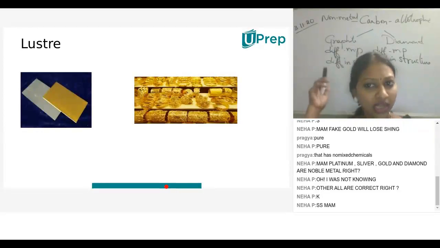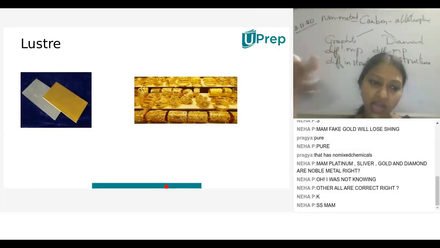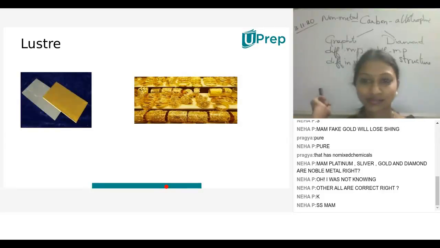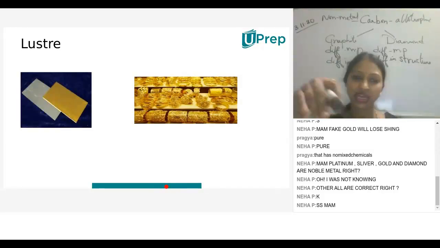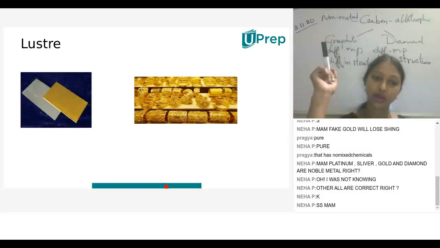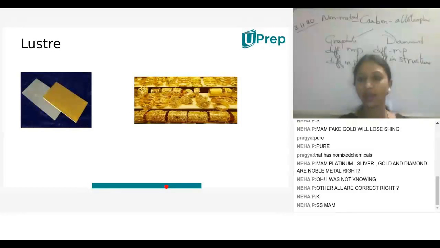So both are nothing but carbon only. Diamond means carbon, carbon means diamond. So diamond is a non-metal. It doesn't come under noble metal. Okay. What you have given, like platinum, silver, gold and copper, copper is also considered a noble metal. But diamond is not considered a metal here. Is it clear?